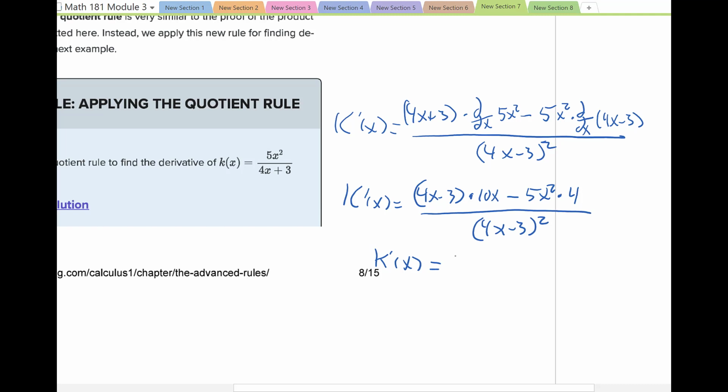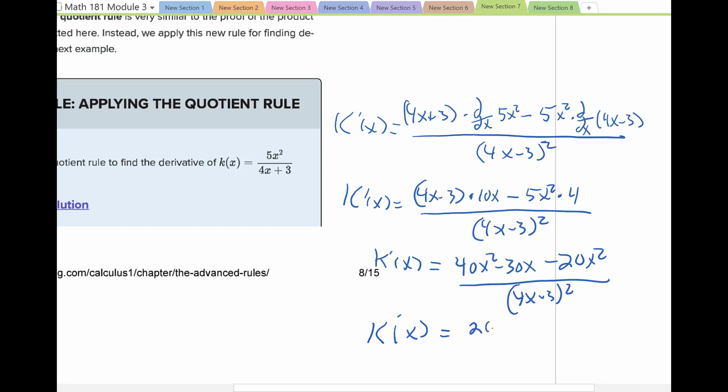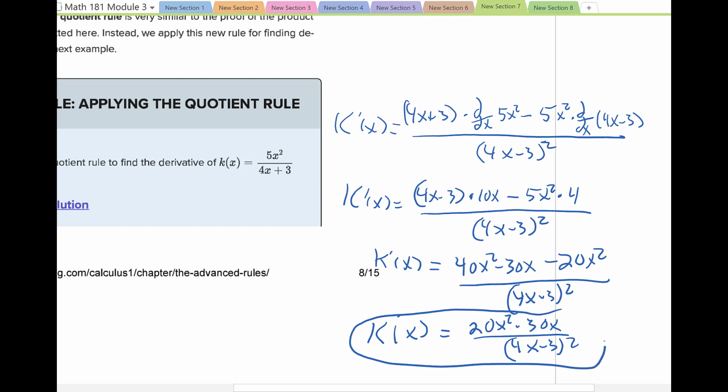be, looks like, 40x squared minus 30x minus 20x squared all over 4x minus 3 squared. So our k of x prime is going to be 20x squared minus 30x all over 4x minus 3 squared. That's it. Okay, fun stuff.